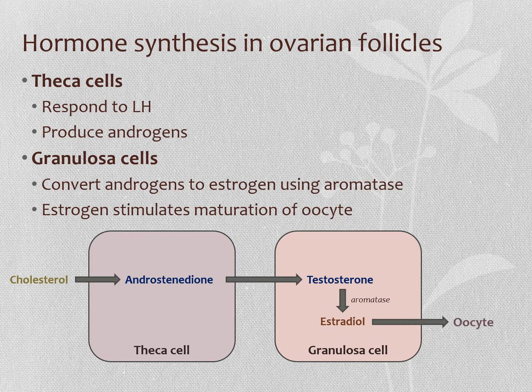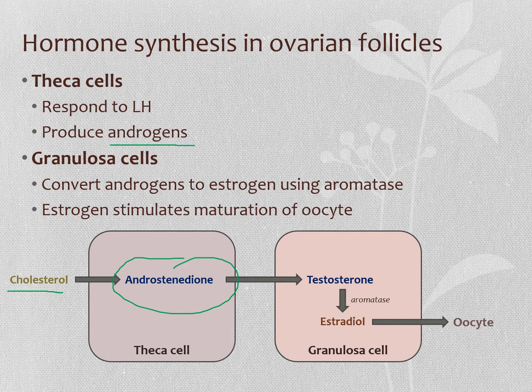So it's super strange. The theca cells sitting outside the follicle respond to LH and use cholesterol molecules as their ingredients. So we have cholesterol over here, and it moves into the cell. And the theca cell is going to turn that into a hormone called androstenedione. We call that an androgen. Andro means male, gen means creating. So these are masculinizing hormones.